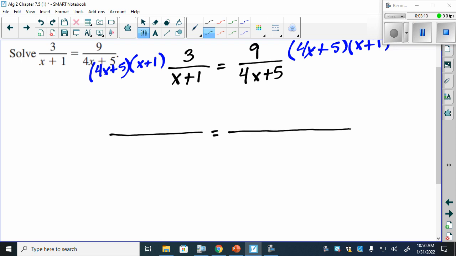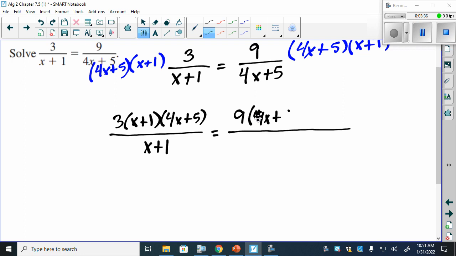Now for this first one here, I am going to write the whole thing out and then simplify. So for the one on the left, we're going to have 3 times x plus 1 times 4x plus 5 over x plus 1. On the other side, we're going to have 9 times 4x plus 5 times x plus 1 over 4x plus 5.